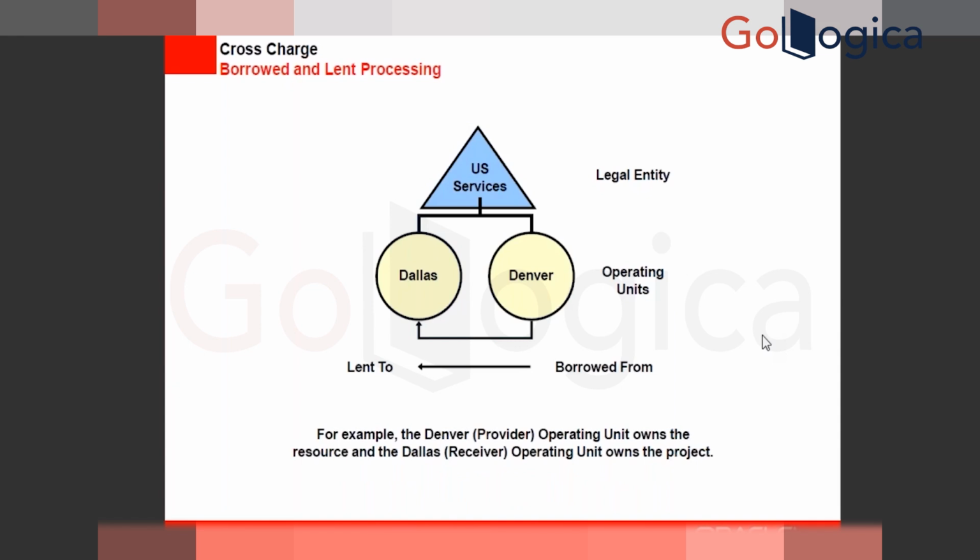We'll just see that. Now, in US Services, within the legal entity, we have two operating units, Denver and Dallas. Denver will act as the provider, and Dallas will be the receiver, who owns the project. Provider is nothing but who owns the resource. Receiver is nothing but who owns the project.